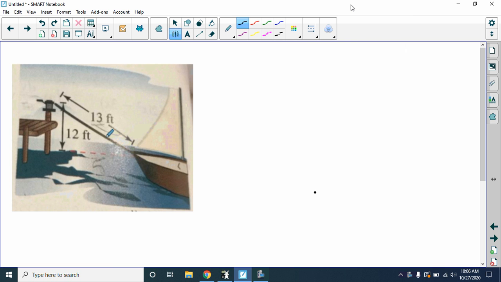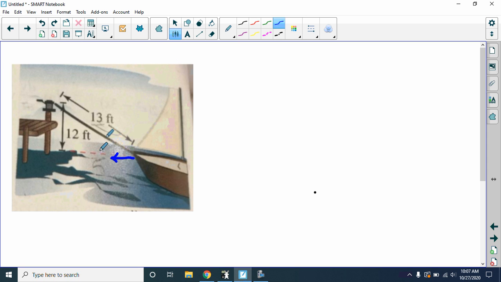Number 30, part B on page 150 says, suppose the boat is moving at a constant rate of 4 feet per second. We are asked to determine the speed at which the winch pulls in rope when there is a total of 13 feet of rope out. So the boat is moving at 4 feet per second, so it's moving this way. So this side is changing by 4 feet per second.